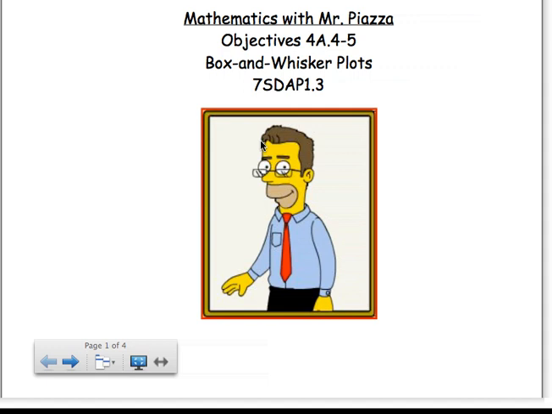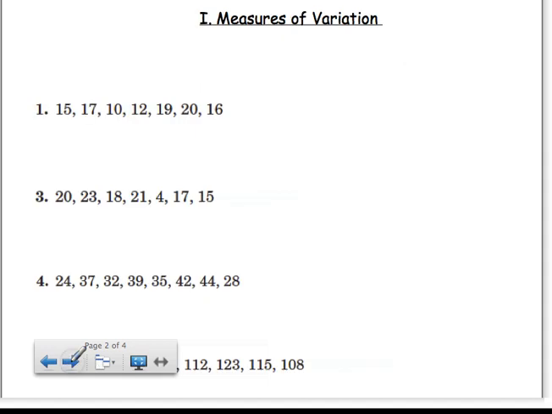Hey there, Kipsters. We're looking at objectives 4.4 through 5. It's about box and whisker plots and measures of variation. This is our last video for the MathsCast series before the CST.